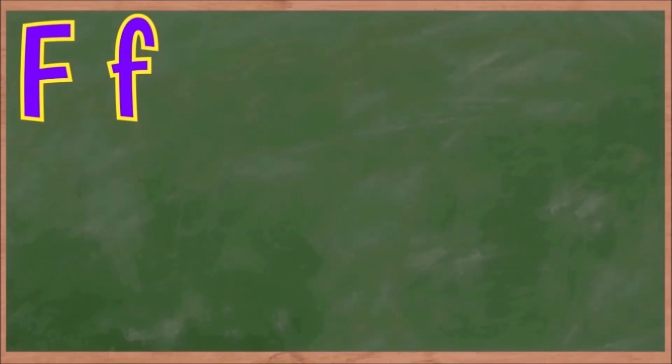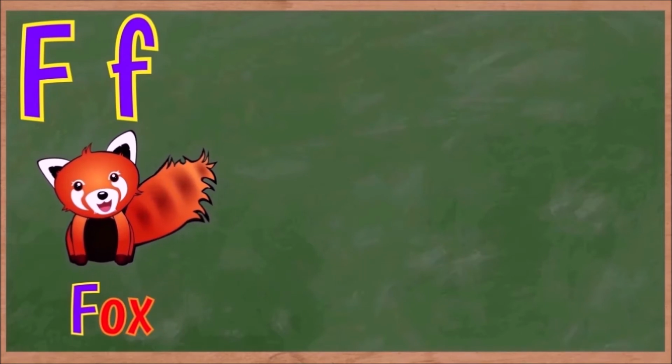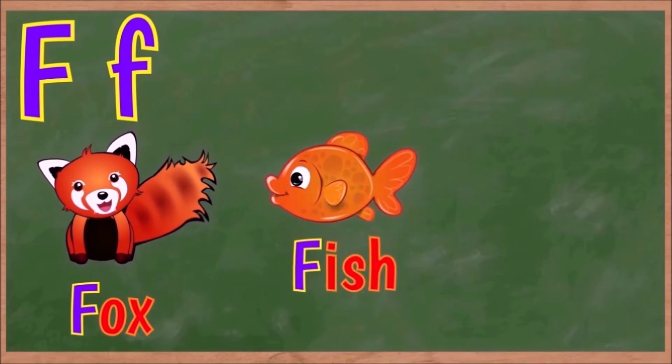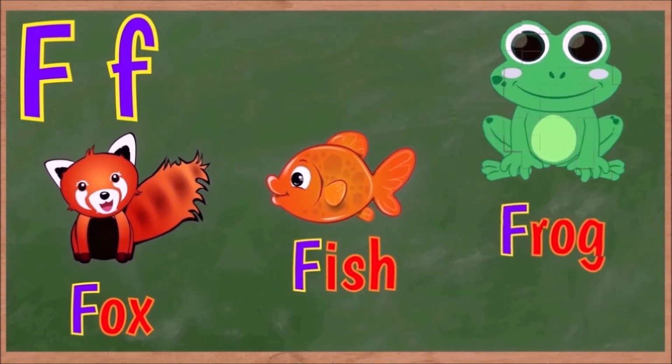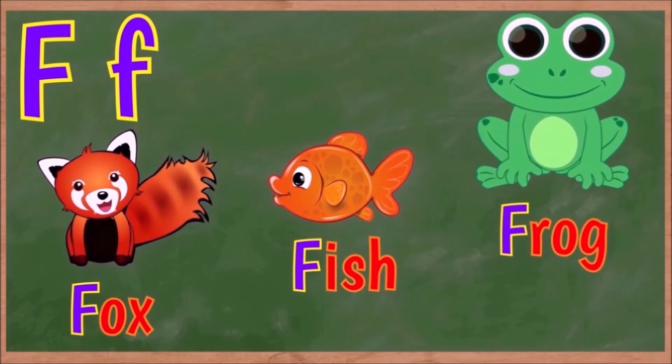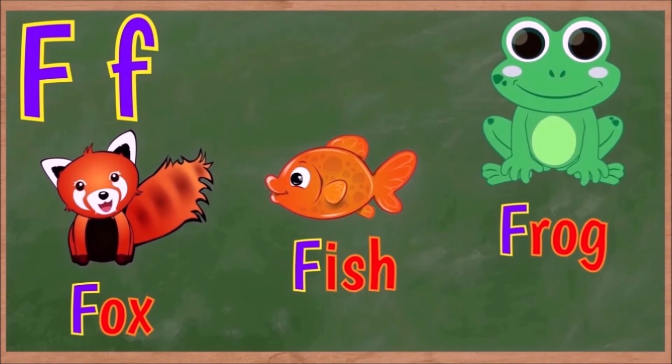Next is the letter F. And the F makes an F sound. You give it a try. All right, I got it. Did you? F for fox. Fish. Frog. Let's move on to the next one.